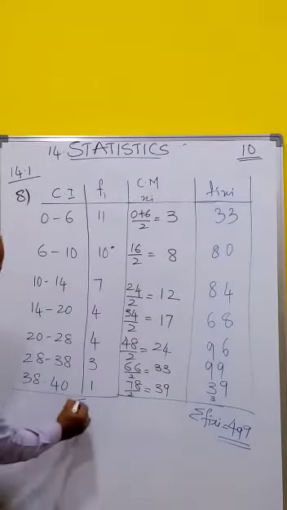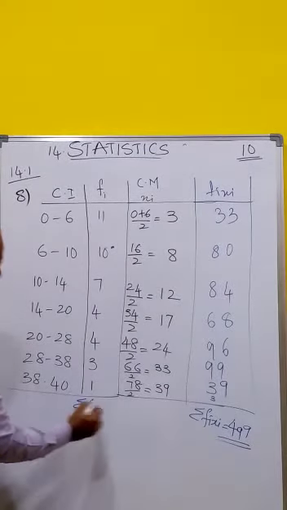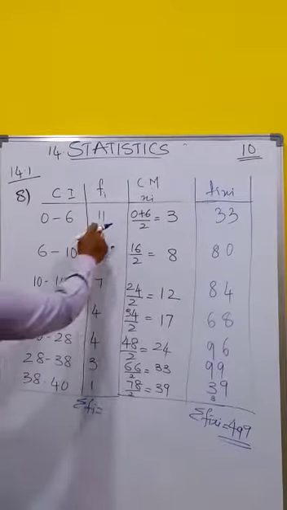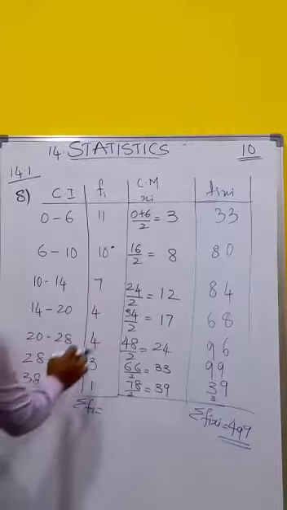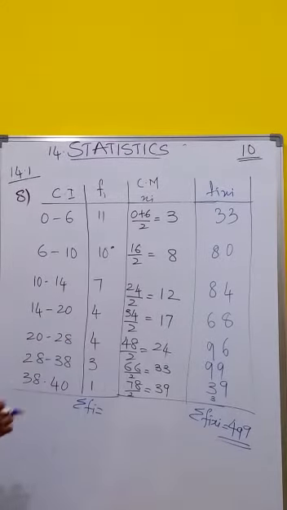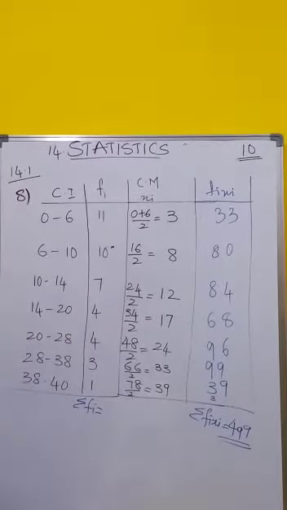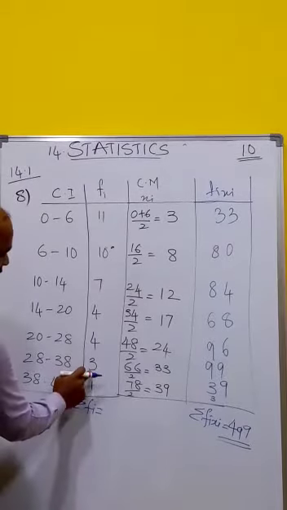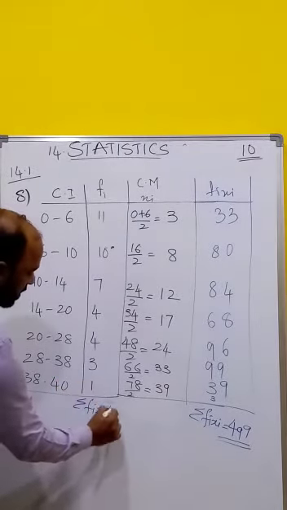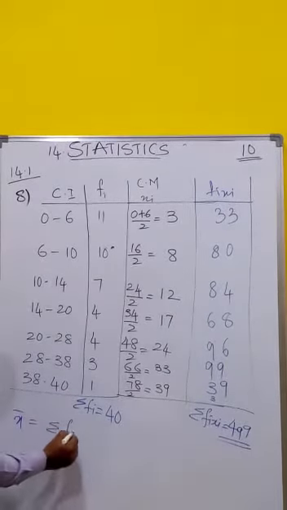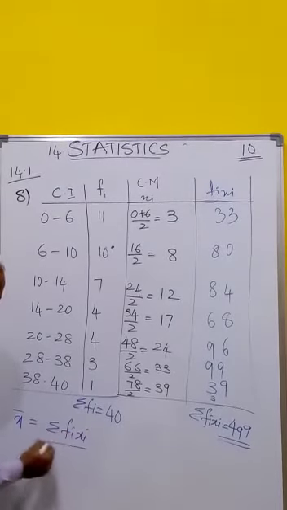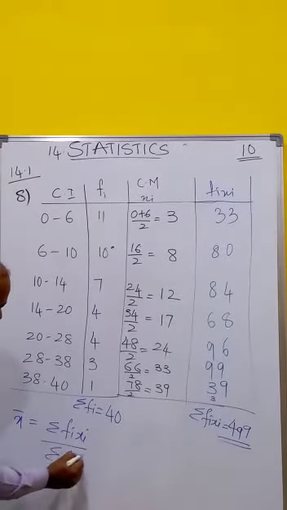Then I again find sigma fi value. Add all the terms. 11 plus 10, 21, 28 plus 4, 32, 32 plus 4, 36, 39, 40. Sigma fi value is 40. What is the direct method formula? X bar is equal to sigma fi xi divided by sigma fi.